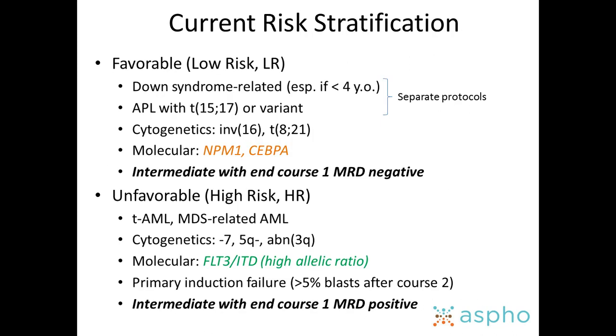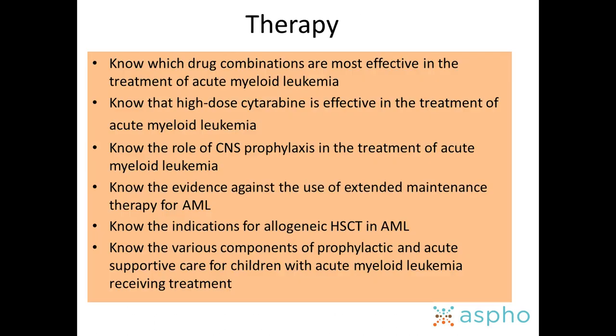And so that leads to the current risk stratification, which is exactly the same, except that the intermediate risk MRD negative are in the favorable group, and the intermediate risk MRD positive are in the unfavorable group. All right, so that's risk stratification. You're low risk or high risk. Now let's talk about what we do with the patients based on the risk stratification. They'd like you to know a lot of things about therapy. I won't read this entire list, but we're going to go over each of these in the coming slides.